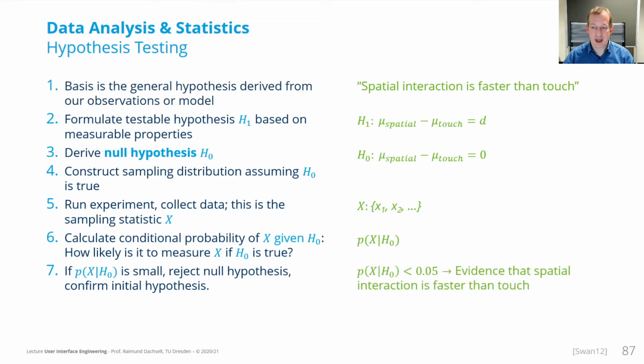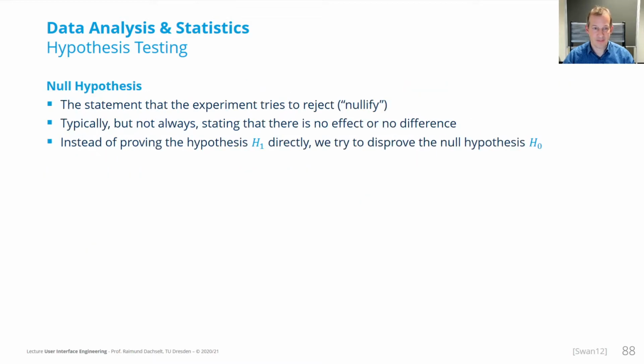For example, we figured out that in our case, across all conditions, the spatial conditions, the times measured minus the touch conditions in our experiment data, this probability was smaller than 0.05. So there is evidence that spatial interaction is faster than touch because we could not confirm the null hypothesis.